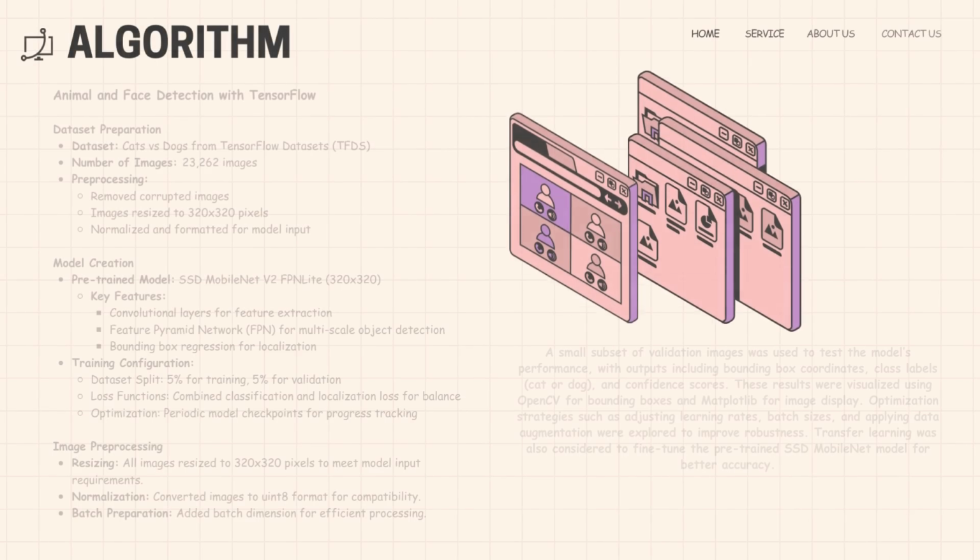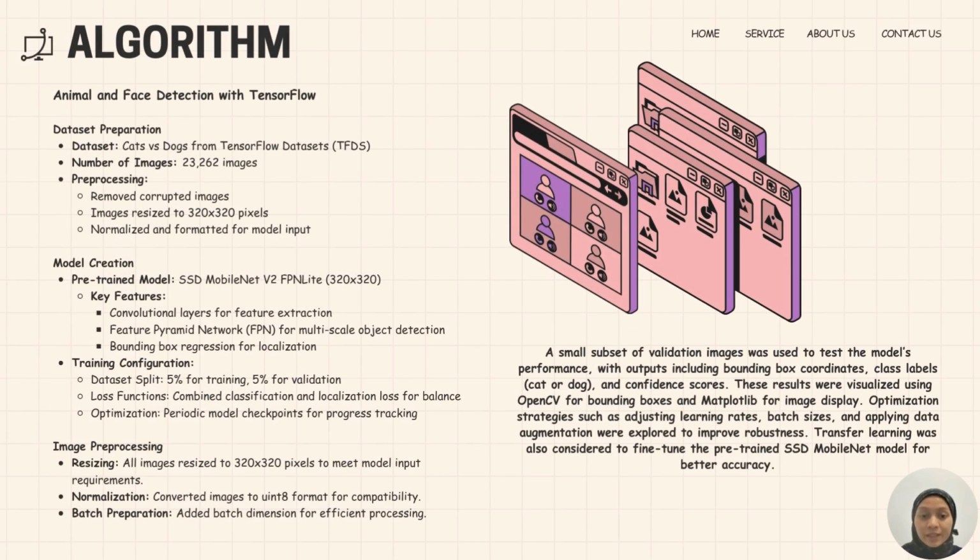Thank you. So for the algorithm, we started by selecting the cats versus dogs dataset from TensorFlow Datasets, which contains labeled images for binary classification and object detection. The images were resized to 320 by 320 pixels to fit the input requirement of the SSD MobileNet model. This resizing step ensures consistent dimensions for better training and prediction. Next, we normalize the images and map object labels, either cat or dog, to numerical values. The pre-trained SSD MobileNet model then automatically predicts bounding boxes to locate these objects in the images.